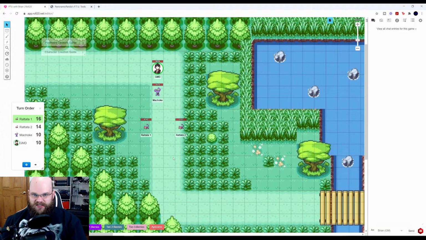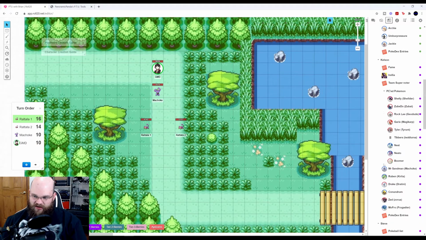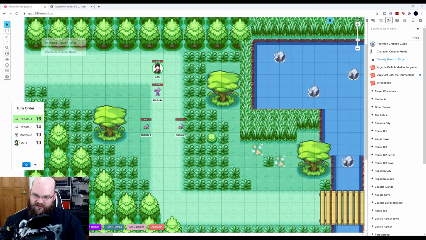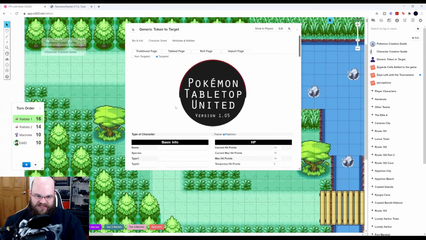Now, here's a tip that I've done as well. Instead of having 1,000 character sheets in your journal for all your stuff, when you quick stat stuff like this, what I have done is create this. This is just a character sheet with basically nothing on it. I've created it as a Pokemon and as targeted.